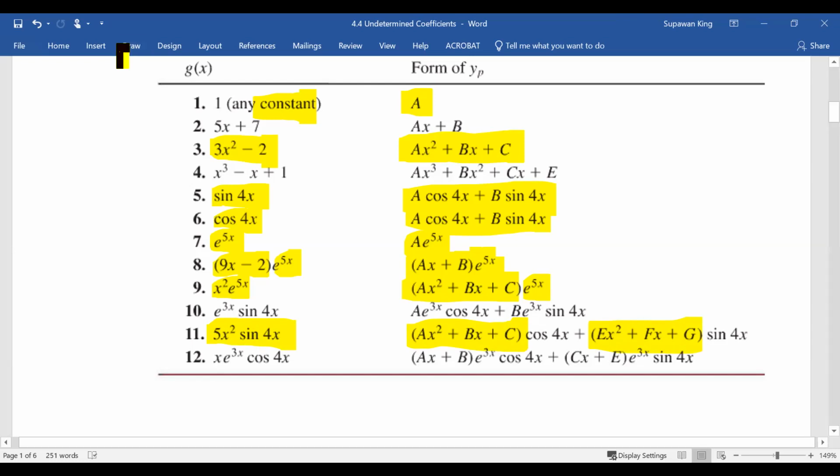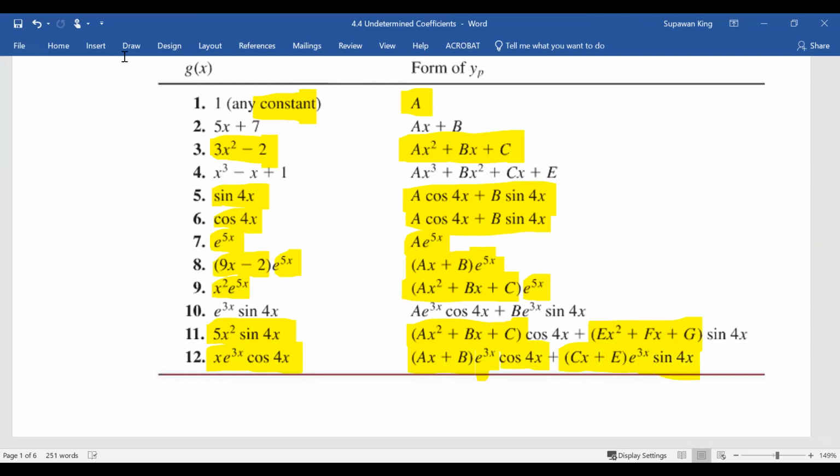For the last case, if you have a combination of polynomial, exponential, and trig, we look at one at a time. For the polynomial of degree 1, Ax plus B, Cx plus E. For the exponential, the same exponential form. For the trig function, it has to be both sine and cosine, so we have 2 separate terms, one for the cosine and the other for the sine.